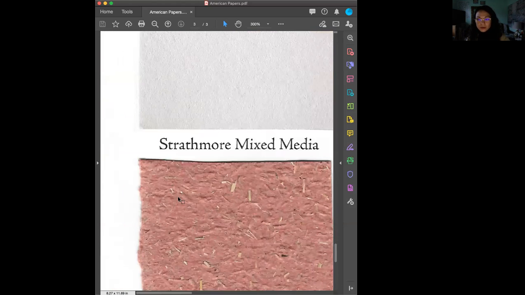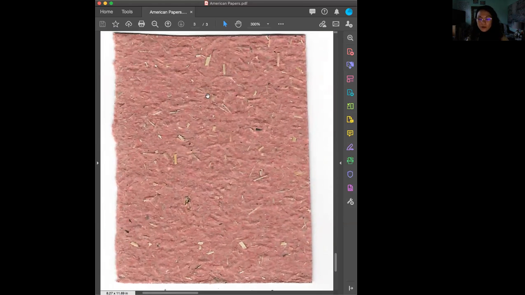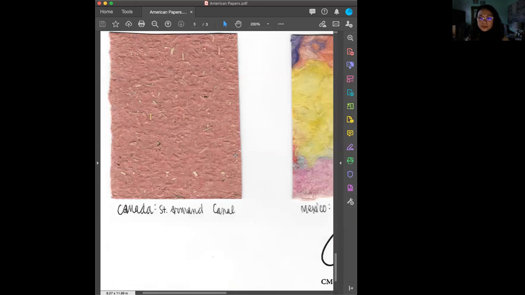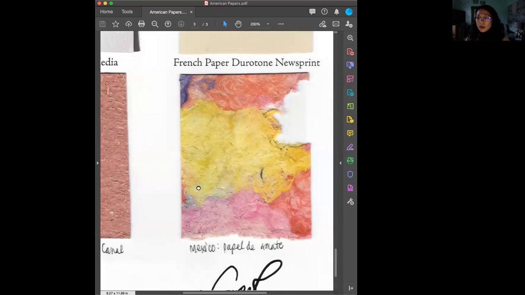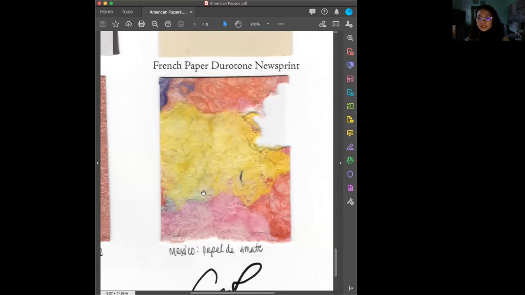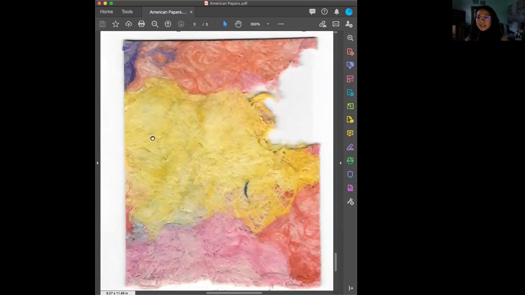And same here also. This is a canal from their Canal papers, and these extra flecks are seasol, which is just some fiber that they got from their neighbor, and they just experimented with it to create these really random papers.